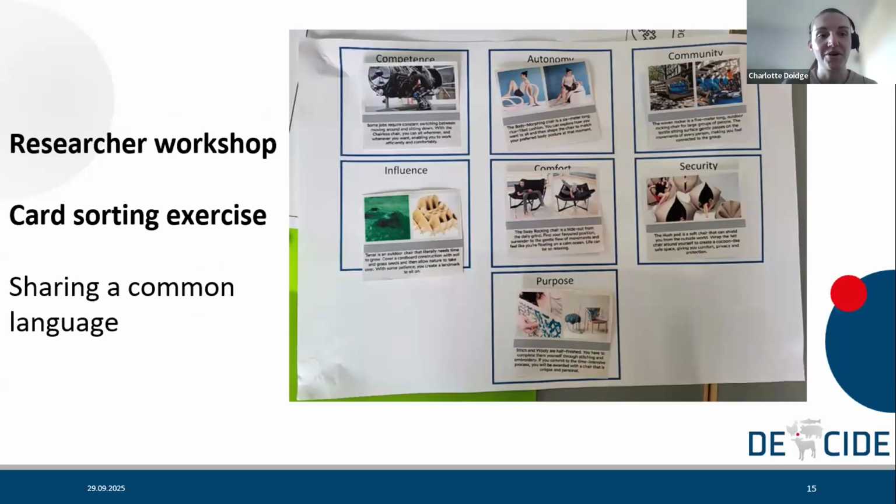The first thing we did was a card sorting exercise where we had descriptions of chairs, and each of these chairs actually represented one of the needs we were looking at. And in small groups, the participants just had to match the chair with the need. And I think this really helped everyone to share a common language of what these needs were, so that when we were talking about these needs, we were actually talking about the same sort of thing.